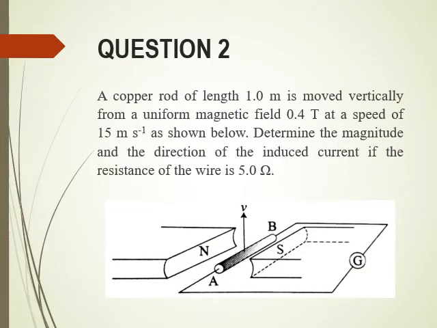Question 2. A copper rod of length 1 meter is moved vertically through a uniform magnetic field of 0.4 Tesla at a speed of 15 meters per second, as shown below. Determine the magnitude and the direction of the induced current if the resistance of the wire is 5 ohm.